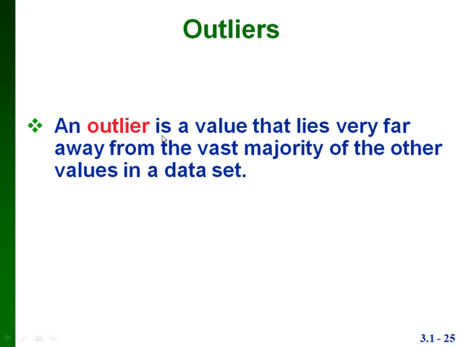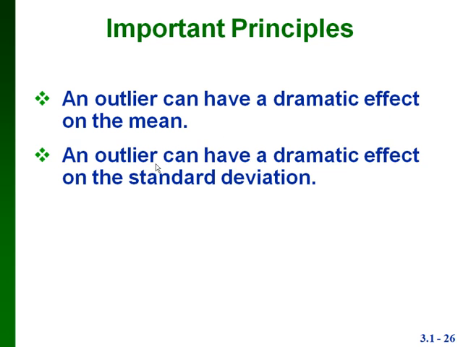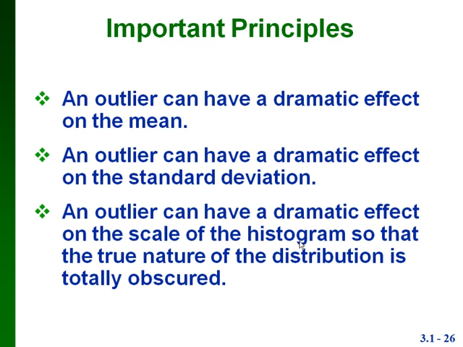Okay, now we keep talking about outliers. These are just values that lie very far away from the vast majority of the other values in a data set. And how they are defined depends on how you're looking at the data. Some of the most important ideas about outliers, though, are that they can have a dramatic effect on the mean. An outlier can also have a dramatic effect on the standard deviation. And if you're looking at a histogram or another type of graph, an outlier can have a dramatic effect on the scale of the histogram, so that you can't really see the true nature of the distribution.